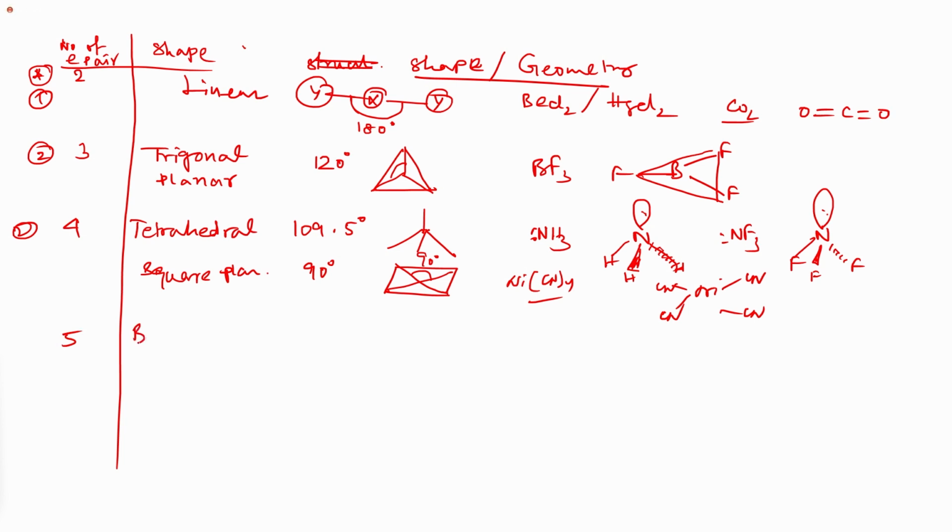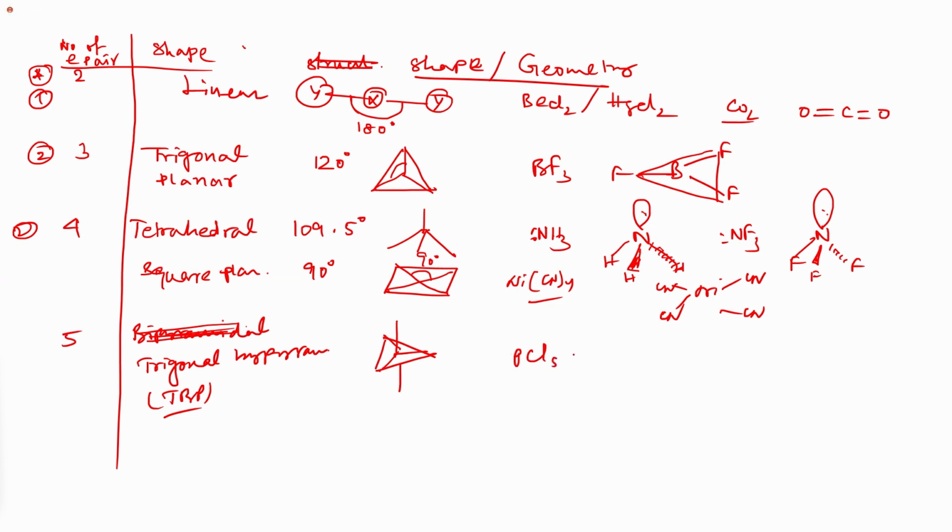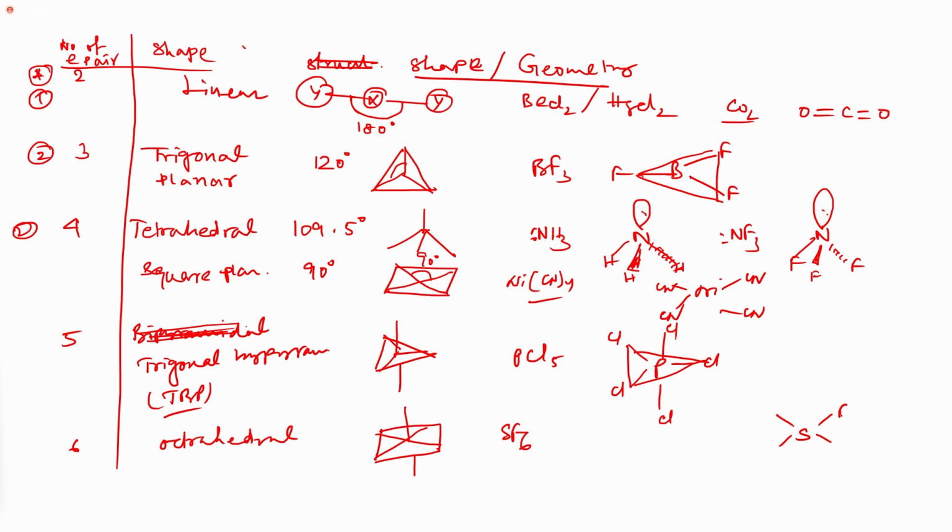The 5. So this is the bipyramidal, trigonal bipyramidal. It is called TBP. The structure will be like that. Okay, so this is a TBP structure. Like if you see PCl5, phosphorus will be there, Cl in this position, Cl in this position, Cl in this position, and there is another Cl. Okay, this is the TBP structure, and the 6 is octahedral. Octahedral structure will be like that. For example, SF6, sulfur will be there, with fluorine.